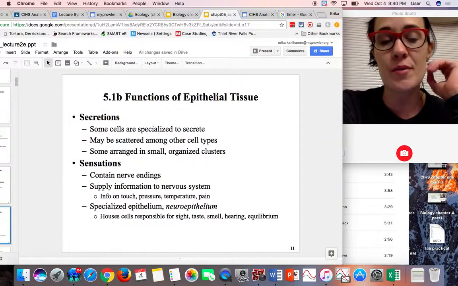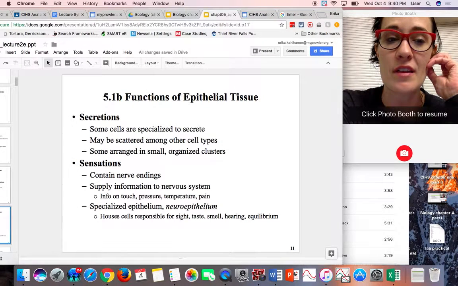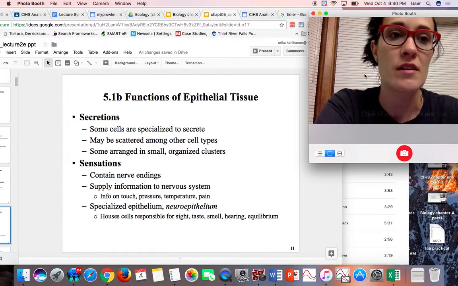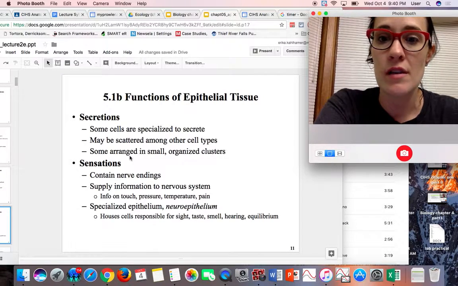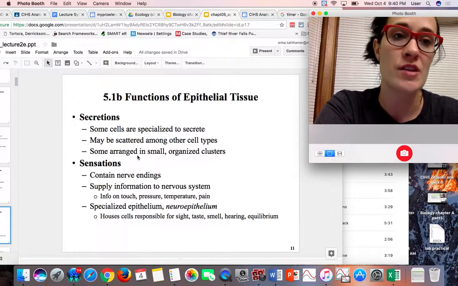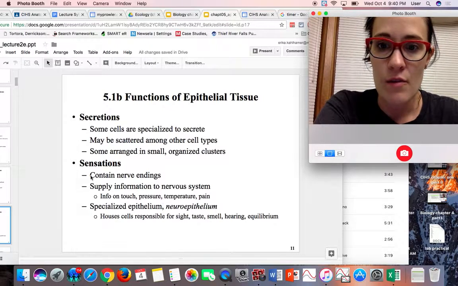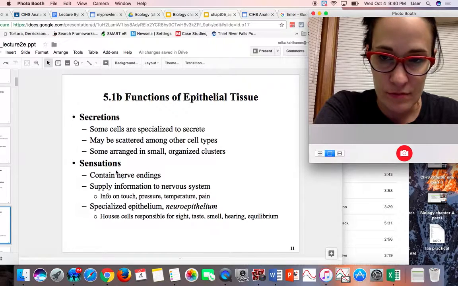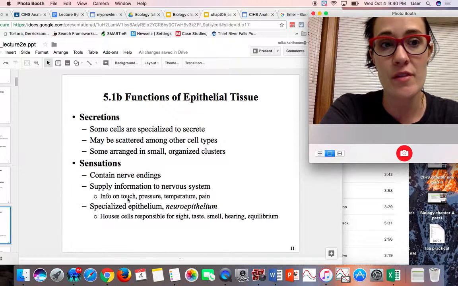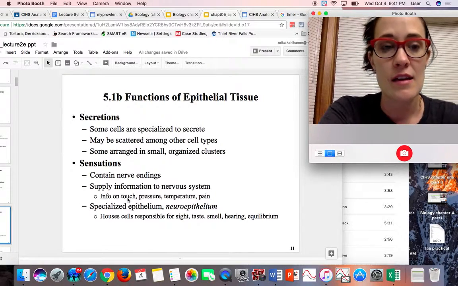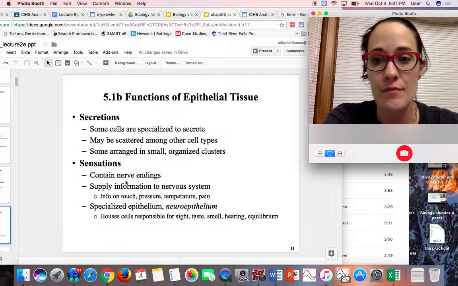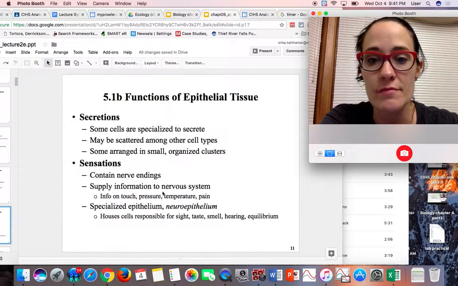There are secretions that are released from epithelial tissue. Outside the body, you're familiar with sweat and oil. Also, inside the lining of the digestive tract and your respiratory system, mucus is released. We also know that epithelial tissue senses things and contains nerve endings, little extensions of your nervous system.